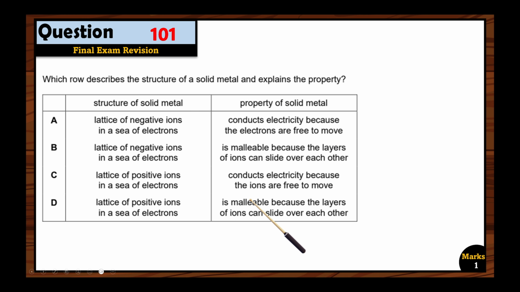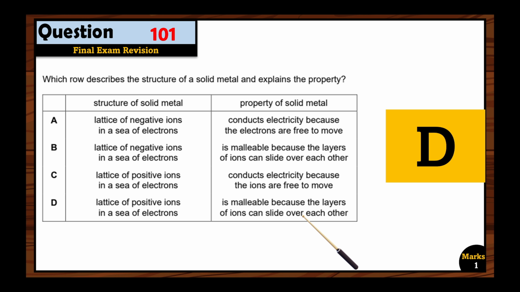Conduct electricity because the ions are free to move? No, because actually the sea of electrons is free to move. The positive ions just slide over each other. They are not free to move. Only the electrons are free to move, okay? So this option is wrong. Is malleable because the layers of ions can slide over each other? Yes, that's right. The property of solid metal is that they are malleable because the layers can slide over each other. So option D is right.